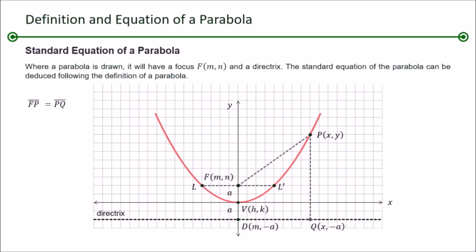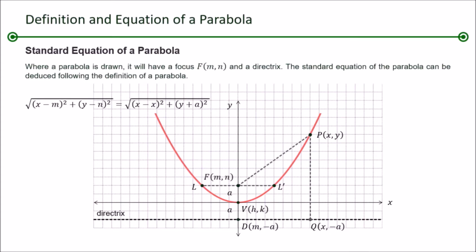We now derive the standard equation of a parabola. Take note from the definition that the length of the line segment FP is equal to the length of the line segment PQ. We re-express this equality of lengths in terms of the distance between the points F and P and the points P and Q. Take note that we have used point P as our reference point for expressing the distance between F and P and the distance P and Q.